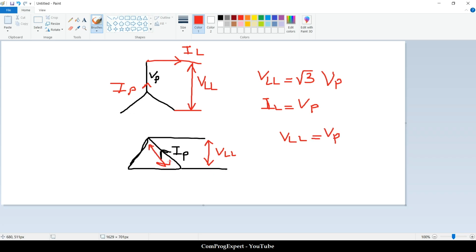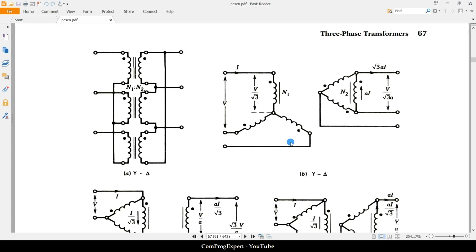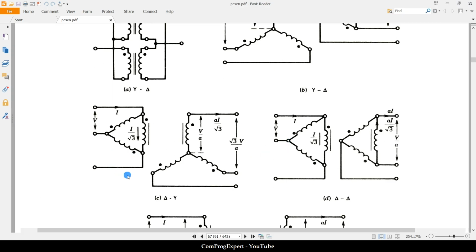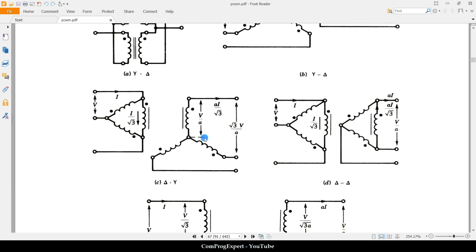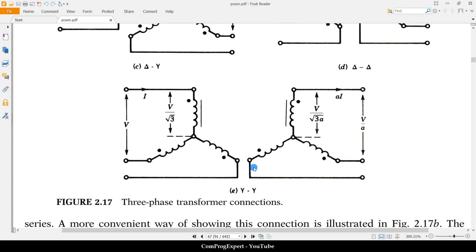So here we have the phase voltage, but the line current in this case, in the delta connection, is square root of 3 times the phase current. This is the important equation you remember from circuit theory course. Anyway, so you can do these calculations and find these relations between the input and output quantities for these four connections.